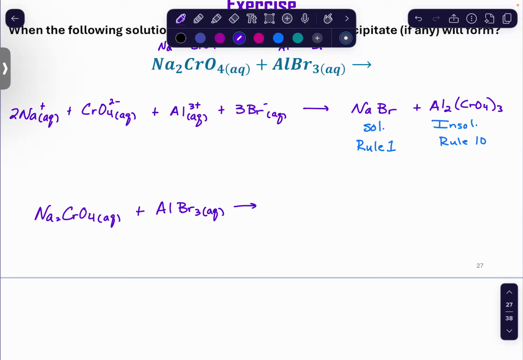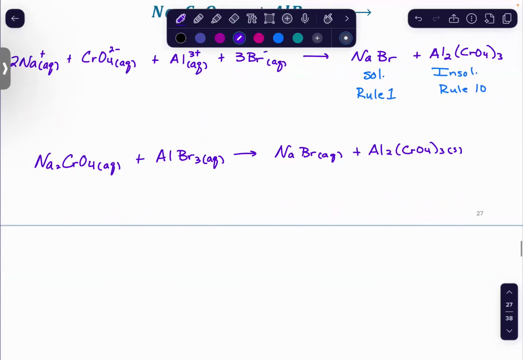That is going to give us sodium bromide, which is aqueous, and aluminum chromate, which is solid. And then, of course, we want to make sure we balance it.